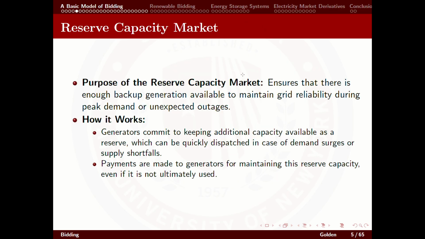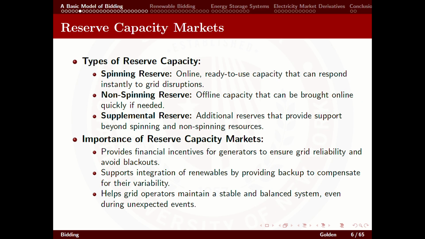The reserve capacity market ensures there's enough backup power generation available to maintain grid reliability during peak demand or unexpected outages. Generators commit to keeping additional capacity available as a reserve, which can be quickly dispatched in the case of demand surges or supply shortfalls. Payments are made to generators for maintaining this reserve capacity, even if not ultimately used.